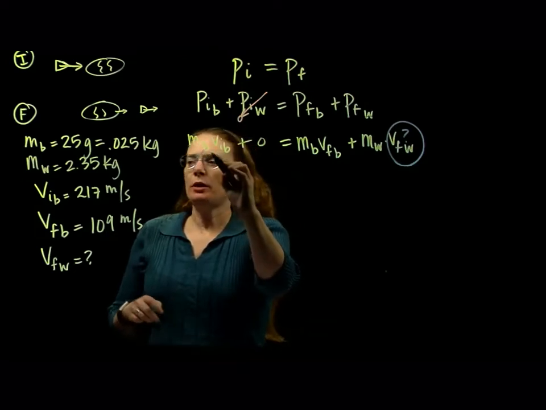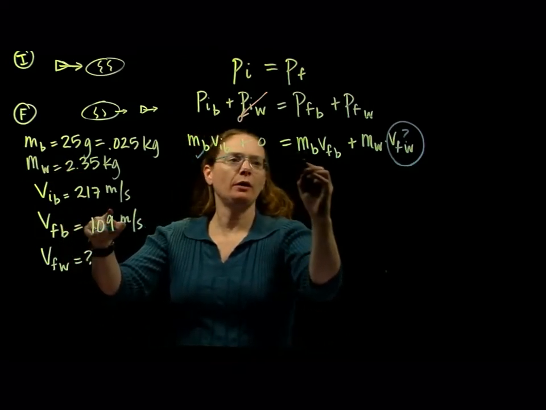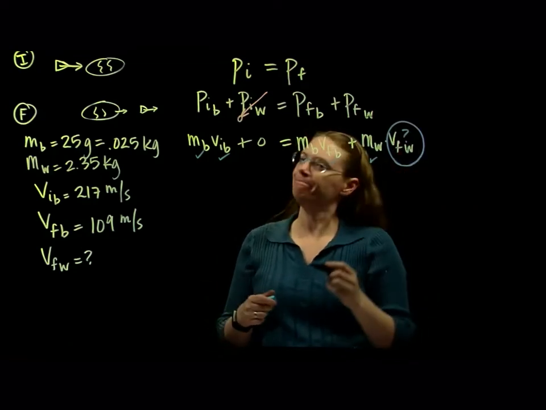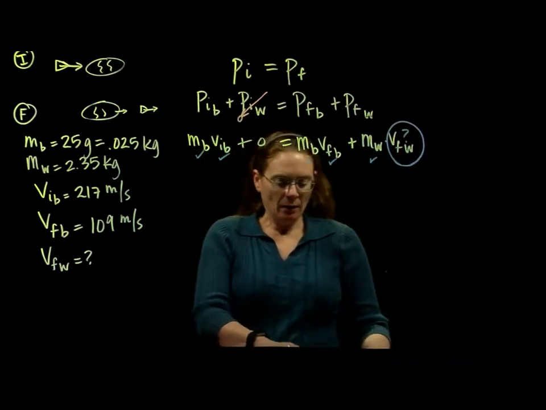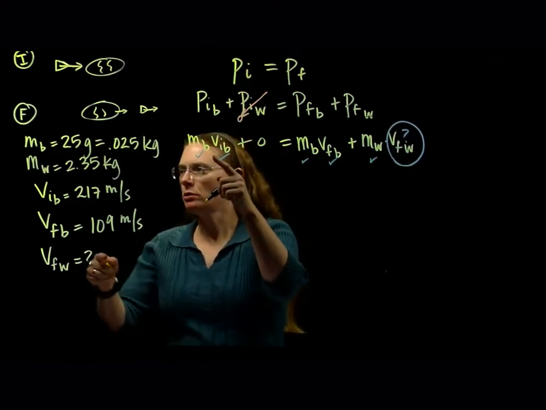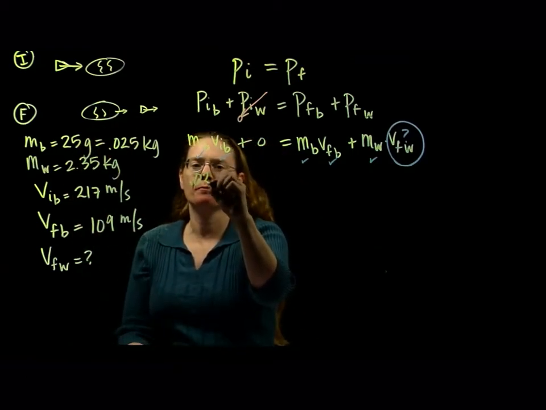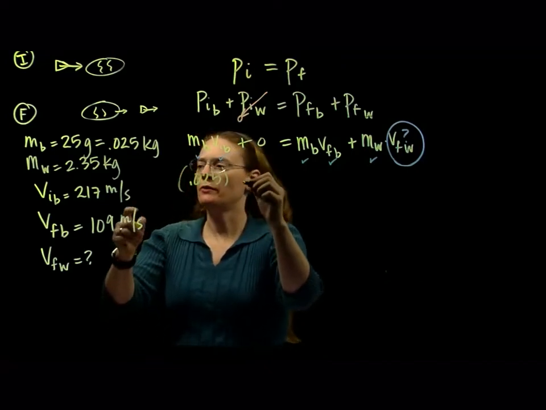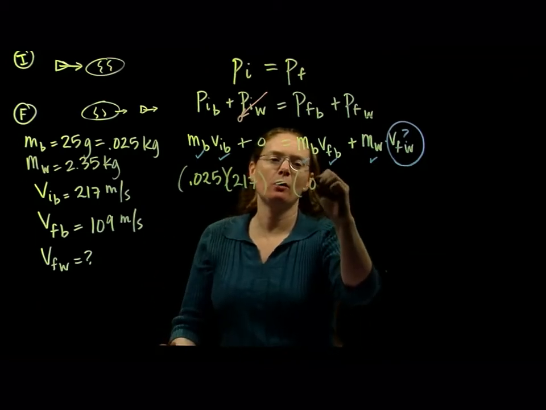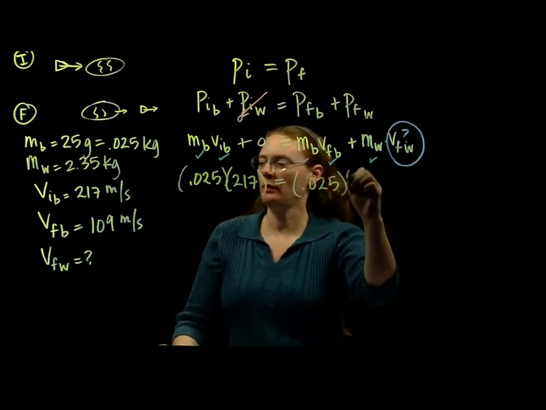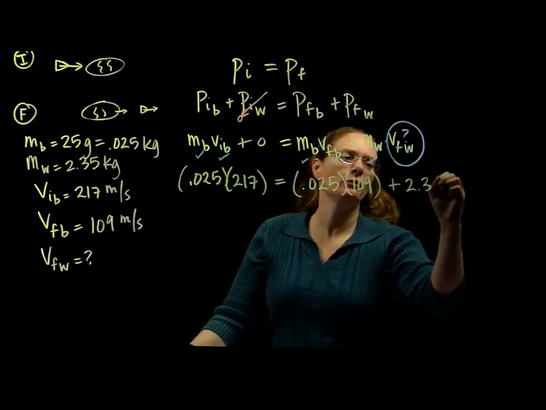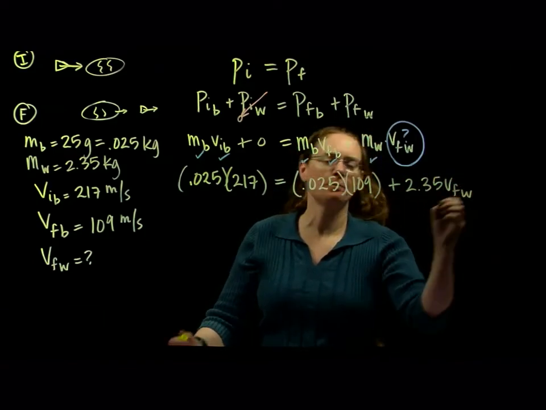We know the mass of the bullet. We know V initial bullet. We know V final bullet. We know the mass of the watermelon. This one's pretty straightforward. All right, so if we do this, what do we have? We have the mass of the bullet, 0.025, times V initial, 217, equals 0.025 times 109, plus 2.35 times V final watermelon.